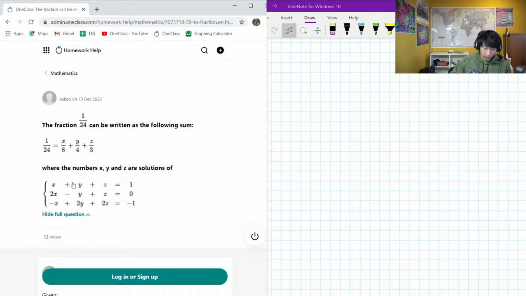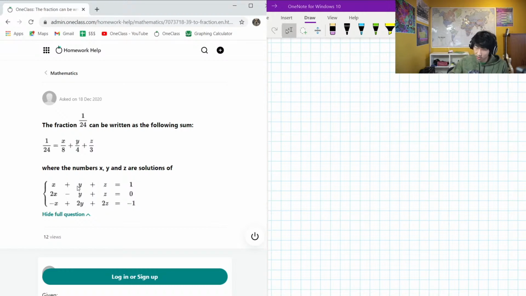Okay, so the next question that we have on the menu today is asking us the fraction 1 over 24 can be written as the following sum. 1 over 24 is equal to 1/8 of x plus 1/4 of y plus 1/3 of z, and that's all equal to 1/24. Okay, seems reasonable, and it gives us a system of equations, or multiple equations that are related to each other, and they tell us the numbers that could occupy x, y, and z.